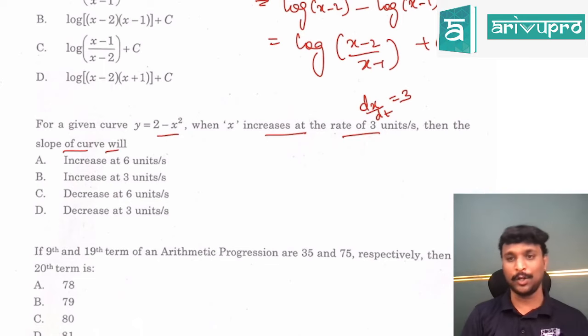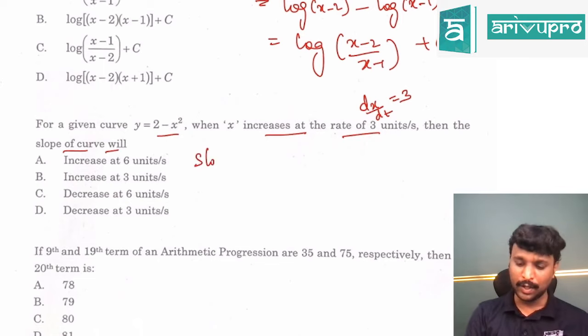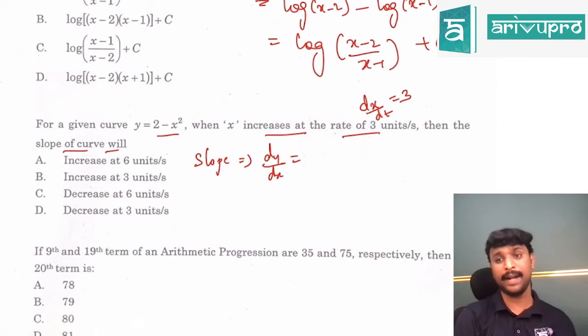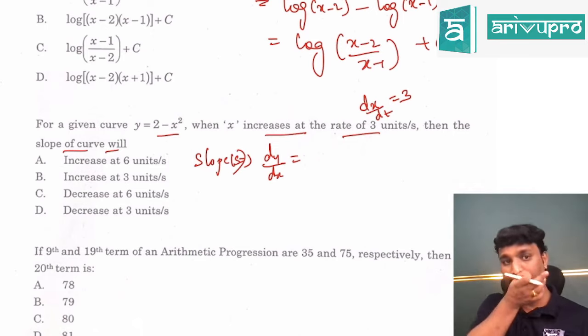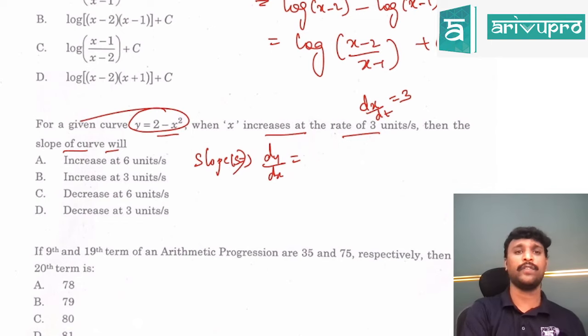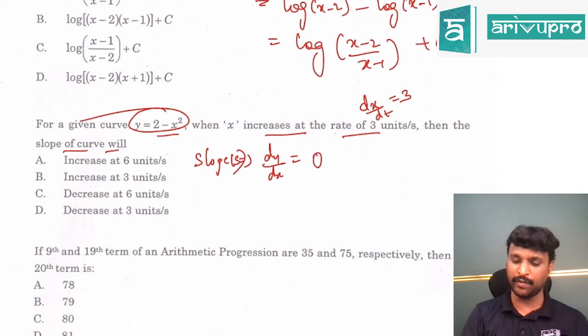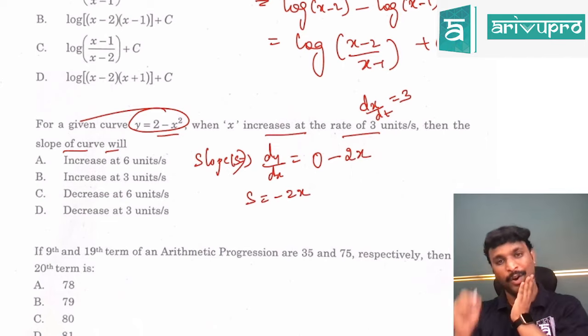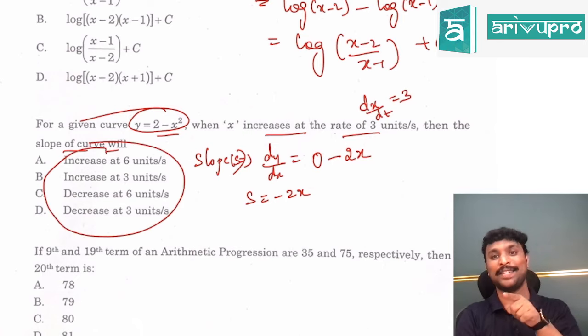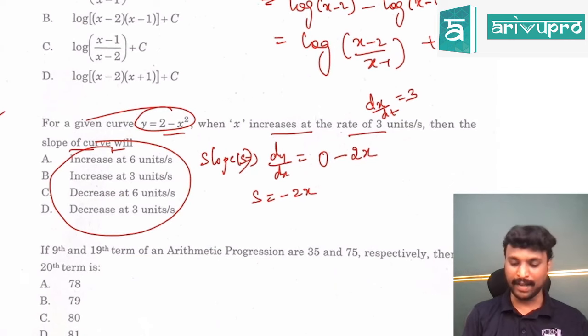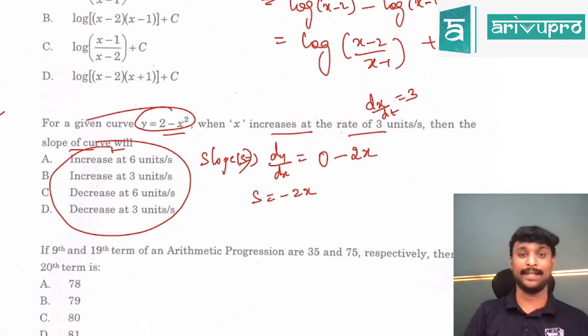First of all, guys, you know the slope concept I have discussed. What is the slope? Slope is nothing but dy by dx, correct? I'll take the slope as s. What is dy by dx? y is given, so if you differentiate 2 minus x square, the derivative of 2 is 0 and the derivative of x square is 2x. So the slope is minus 2x. But you not just need the slope, you need to find how the slope changes. Slope changes with respect to what? Time, because they have clearly given per second, that means time only.